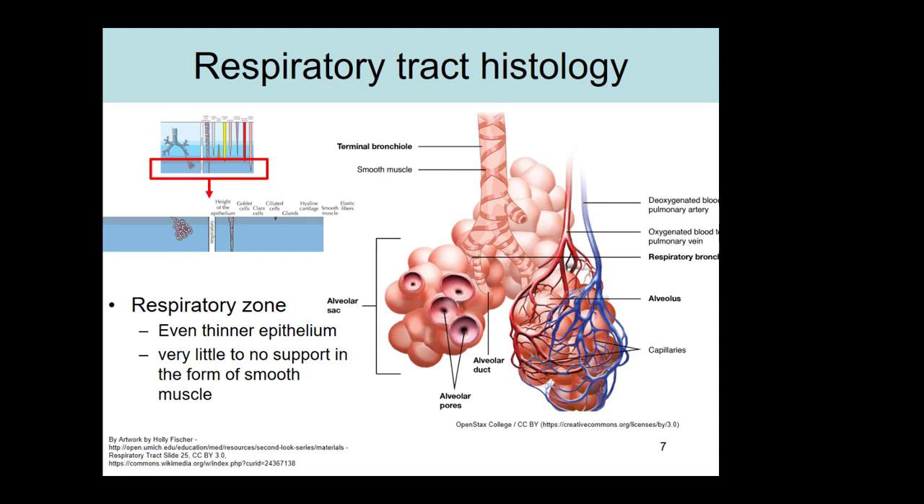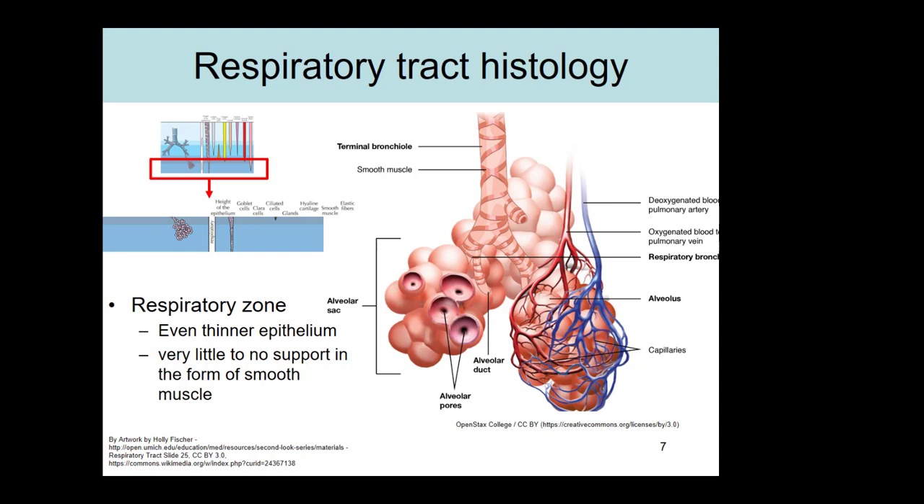Believe it or not, the walls of these are even thinner than the bronchioles and terminal bronchioles. So we're looking at simple epithelium, but maybe squamous here as opposed to maybe a cuboidal or columnar with the bronchioles. There's very little, if any, support on the outside of the epithelium. The respiratory bronchioles might have some smooth muscle around them on the outside, but for the most part, there's little to no support.